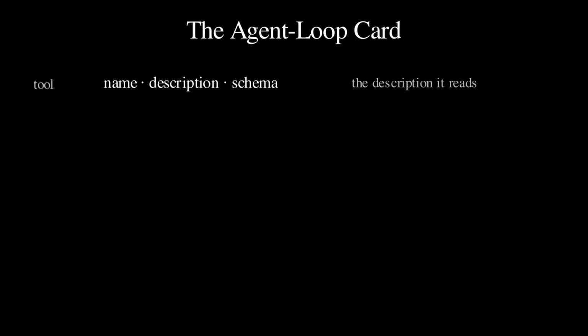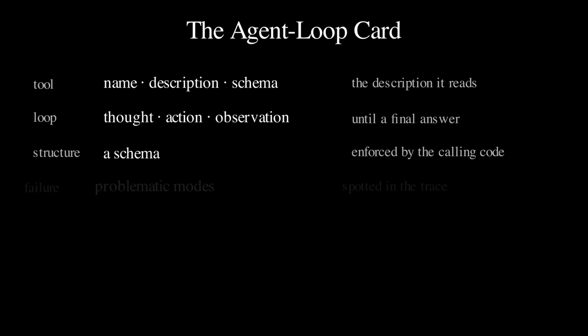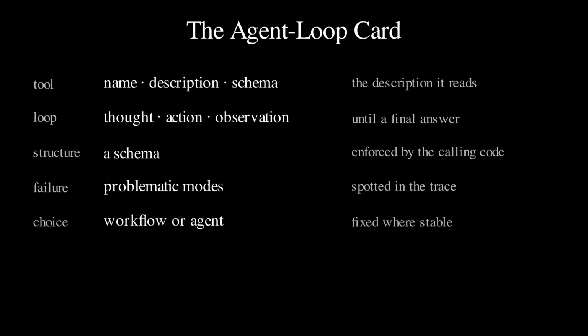Here is the agent loop on one card. The tool: a name, a description, a schema, and the description is what the model reads. The loop: thought, action, observation, until a final answer. The structure: a schema the calling code enforces. The failure modes: hallucinated arguments, stuck loops, context overrun, cascading errors, all read from the trace. The choice: workflow or agent, fixed where stable, adaptive where it must be.